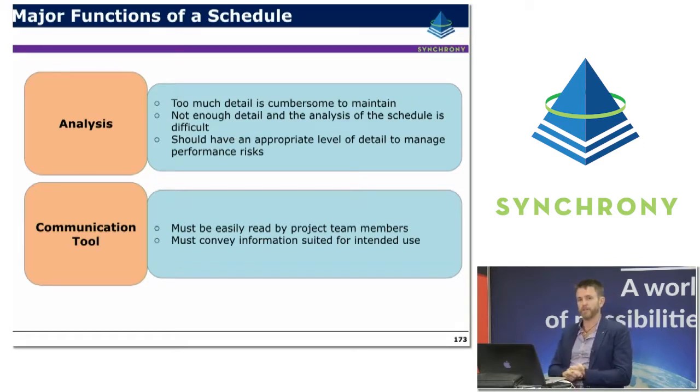The second is as a communication tool, so it's such a key element of all areas of project controls, but more than anything it's important that the schedule is easily read by the project team members. They need to understand what it is more so than anybody, and they must be able to convey information suited for its intended use. So if you're needing to forecast and help people understand what their remaining work is, it needs to be in a language and it needs to be represented in a way in the model that the people who are doing the work understand exactly what it is that's in front of them.